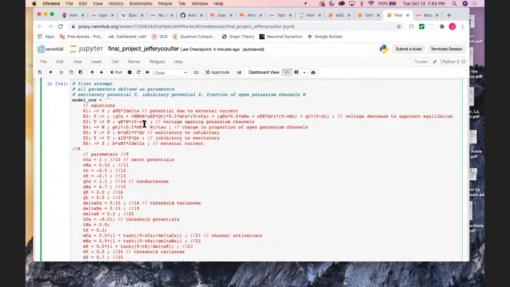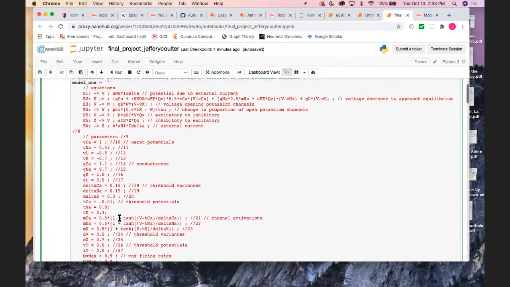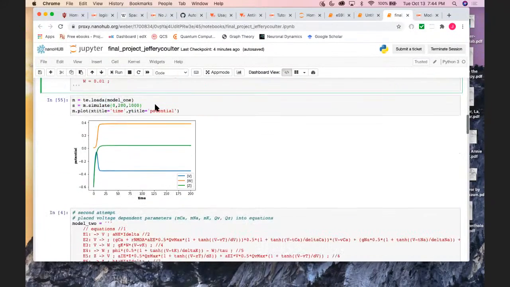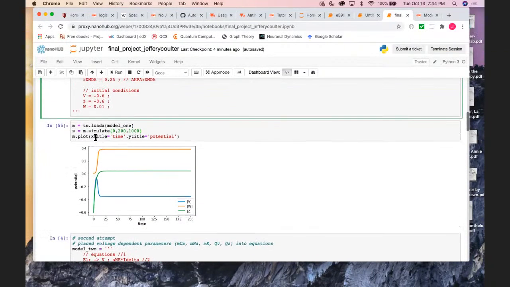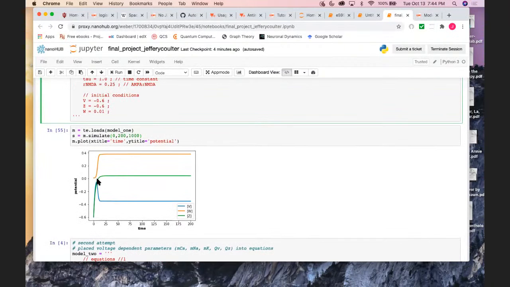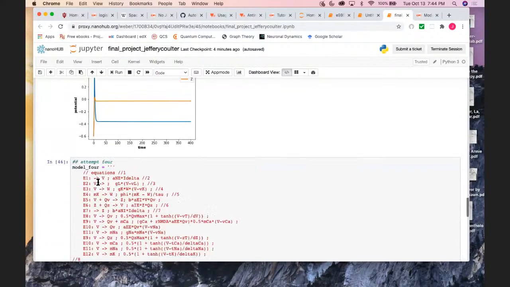I have these activation functions up here in these equations. I can tell you right now that won't work. Yeah, I got that with this plot. So that didn't work.